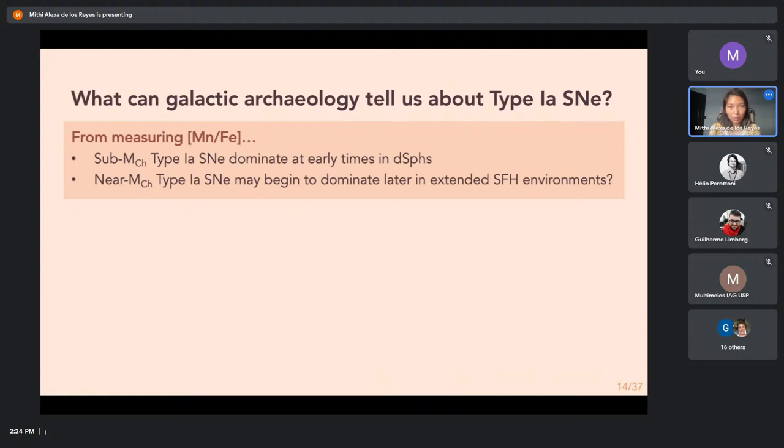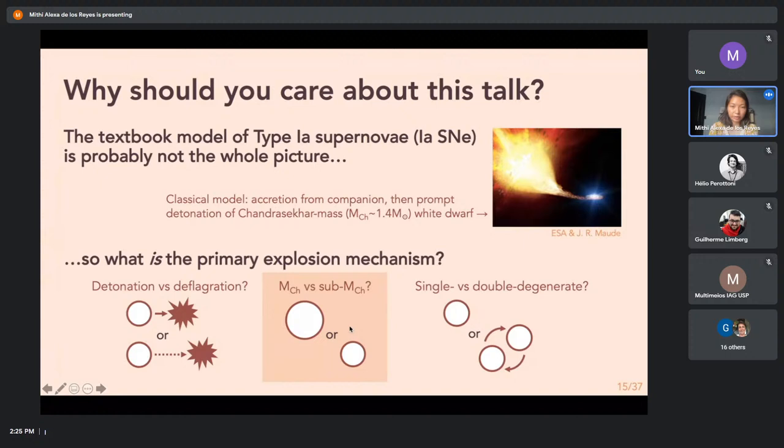So far we've already learned quite a lot just about type 1a supernovae from measuring this one element. But there are other things that we can also do using galactic archaeology. So if we go back to this motivation slide, instead of talking about this second question for the channel of type 1a supernovae, I'd like to turn our attention to the last question, the number of white dwarfs involved in the supernova explosion.